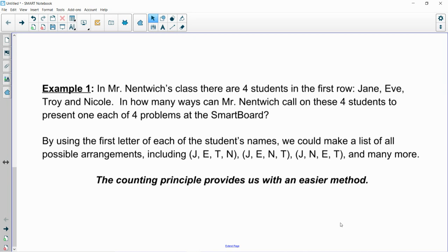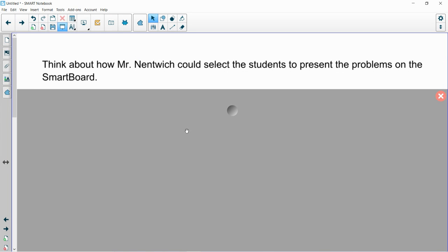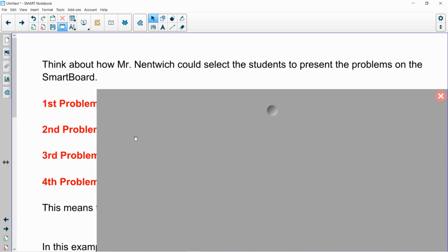And you might be thinking, well, how does the counting principle now become involved with permutations? Well, order is important, right? It's a permutation. The counting principle tells us that if you have events that are happening in order and one event doesn't affect the other, we can multiply all the possible outcomes together and get all the possible arrangements. So let's take a look at how this is all going to play out as we combine these 2 ideas together. So let's think about how Mr. Netwich could select the students to present the problems on the smartboard.